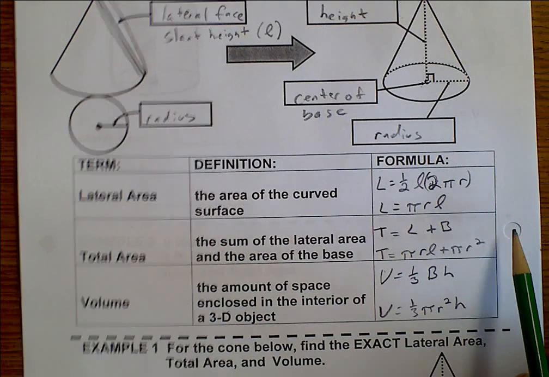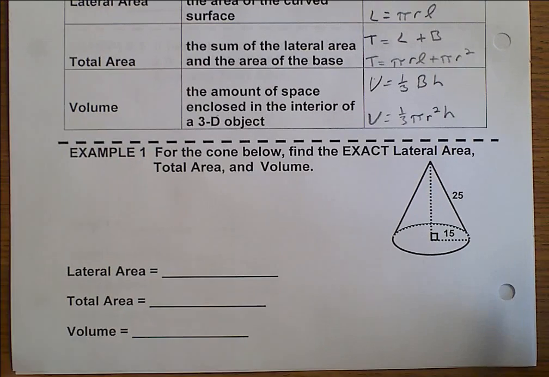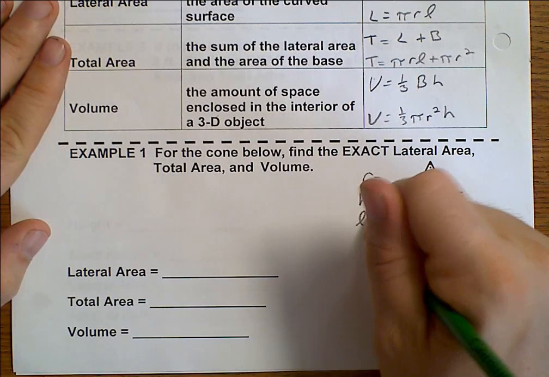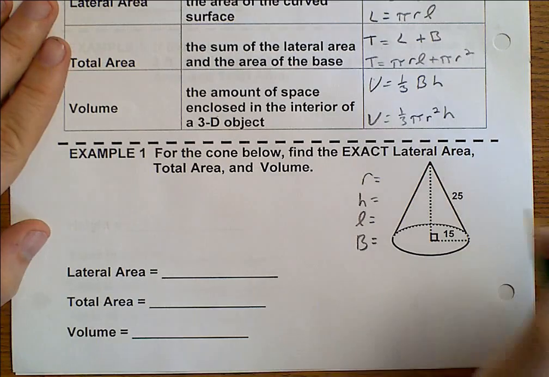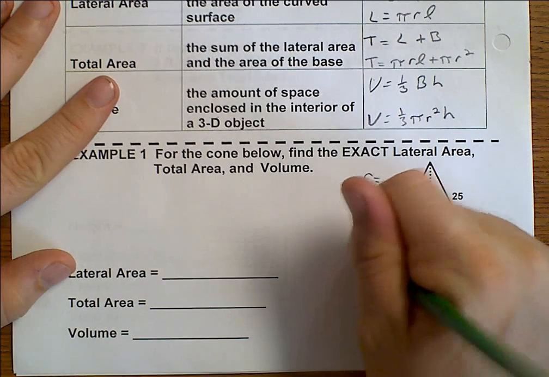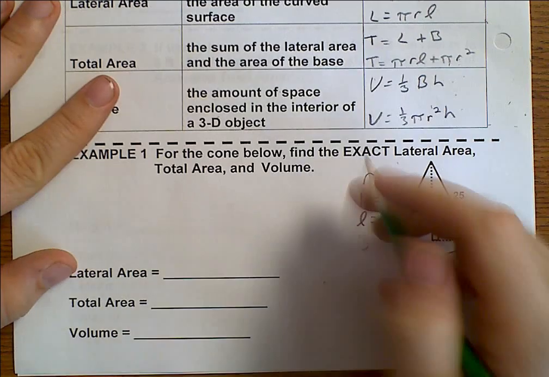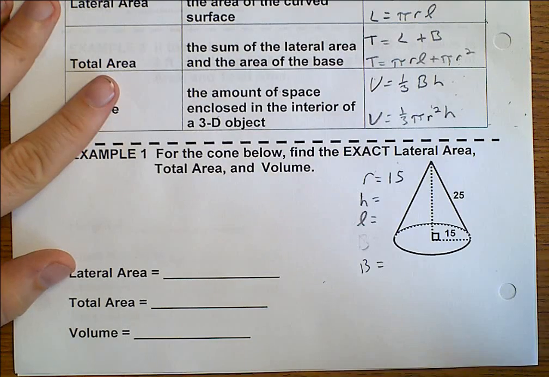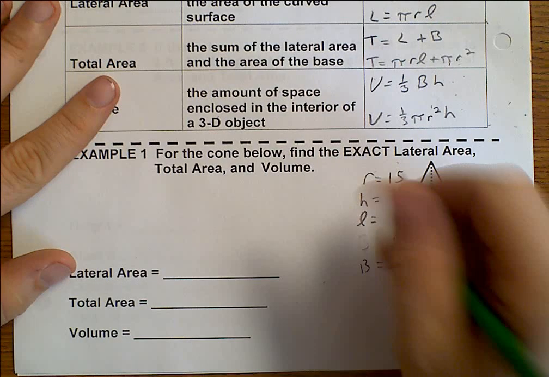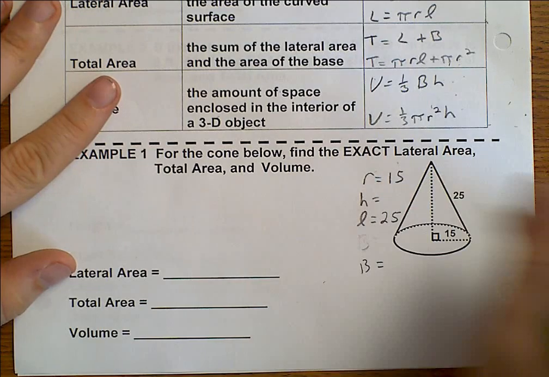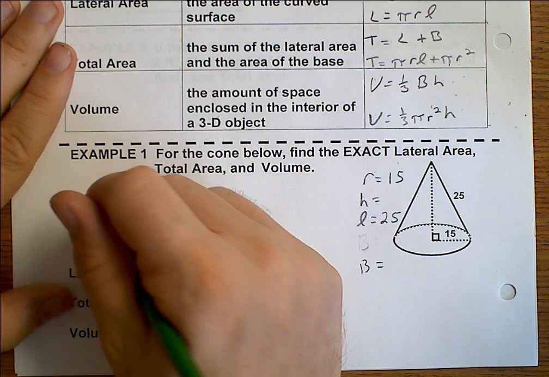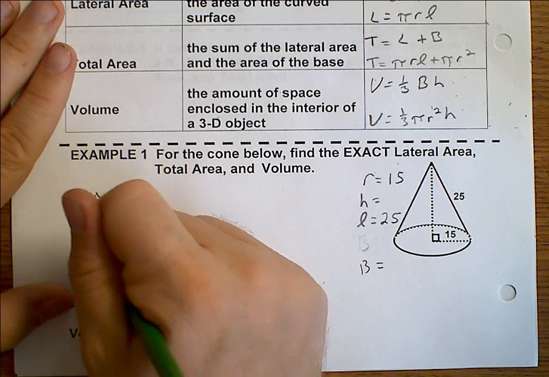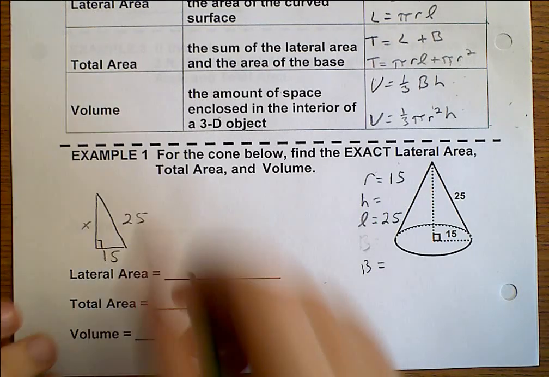Let's go ahead and tackle example number 1. So we need to know our radius, our height, our slant height, and the area of our base, which, since I've run out of room, I'm just going to drop to about here. Well, my radius they gave us, that is 15. They did not give us the height, but they gave us a slant height of 25. So I'm going to draw a height triangle. Well, this is 15, this is 25, and this is x. We want to find out what x is, so we're going to use the Pythagorean theorem.